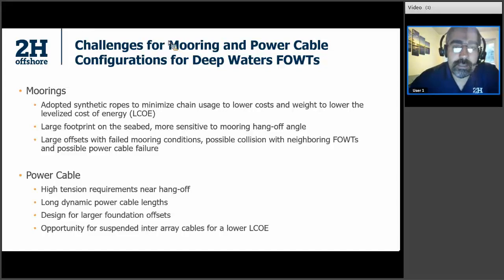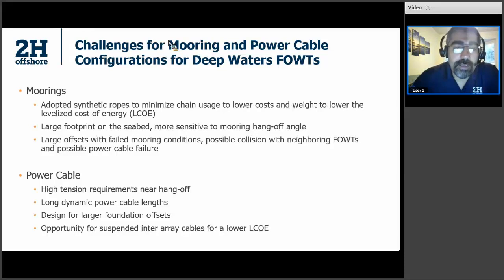On deep water floating offshore foundations, there can be big, large footprints as opposed to shallow water floating foundations, and slight changes in the mooring hang-off angles can amplify the footprint on the seabed, and therefore it is more sensitive to mooring hang-off angles.